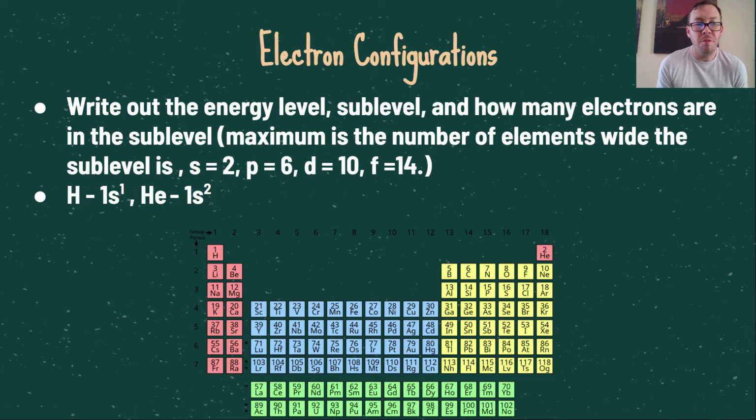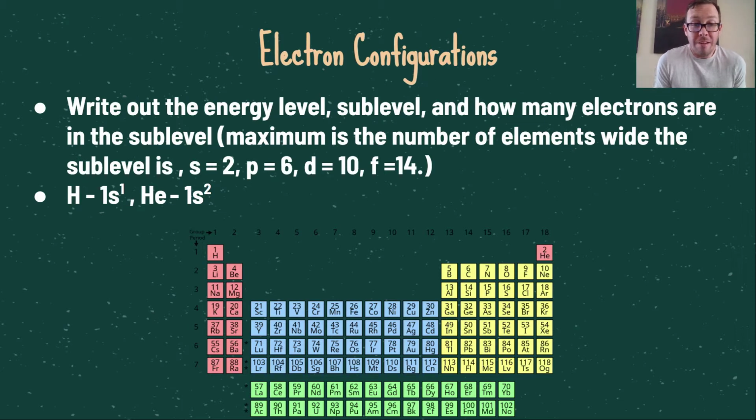So as we go through and write out our electron configurations, we're really looking for 3 things. We need to write out the energy level, the sublevel, and how many electrons are in that sublevel. Now, the maximum number of electrons in a sublevel is dictated by how many elements wide the sublevel is. Now, there's a bit more complex way to look at this as well.